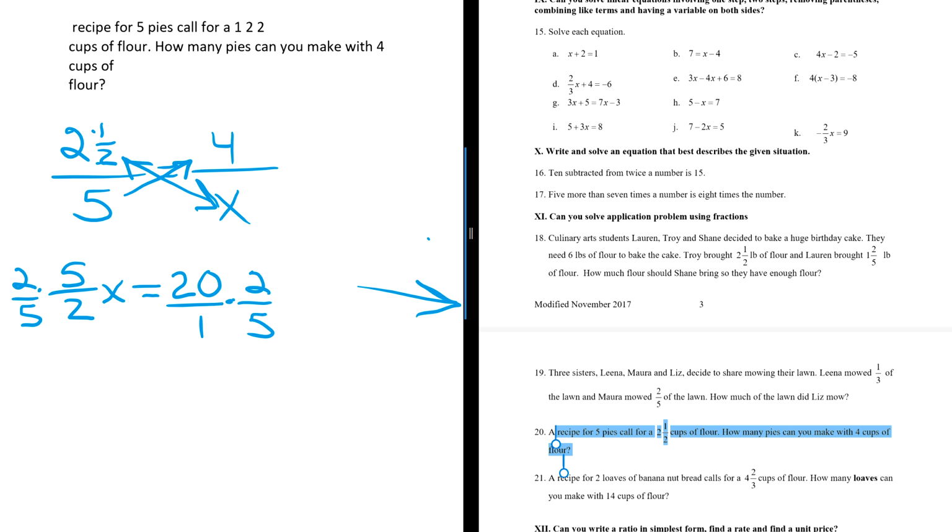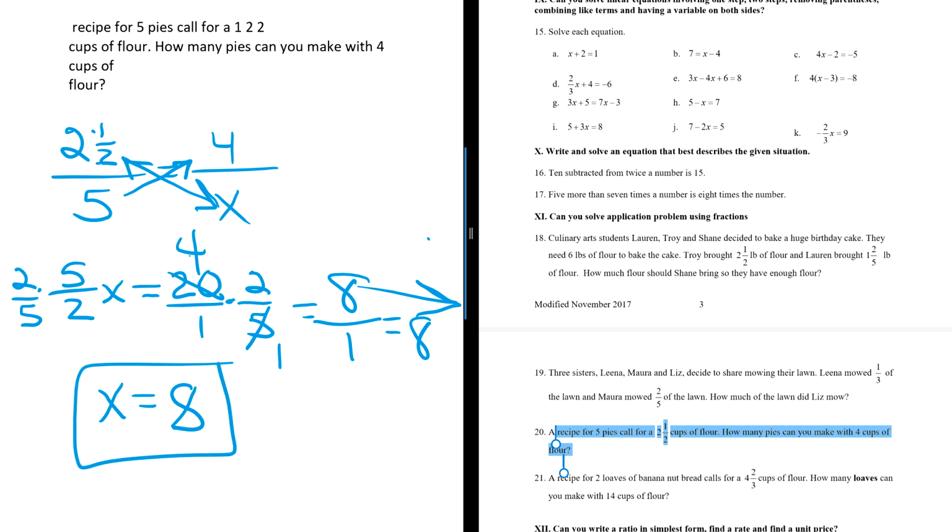All right, we know the multiplication of reciprocals always equals 1. So that gives me x equals, and here I'm going to simplify. 5 goes into 5 once, 5 goes into 20 4 times. So that's going to give me 4 times 2 is 8/1, which equals 8. So x equals 8. So how many pies can you make with 4 cups? Looks like 8. That's my answer, which makes a lot of sense if you think about it.